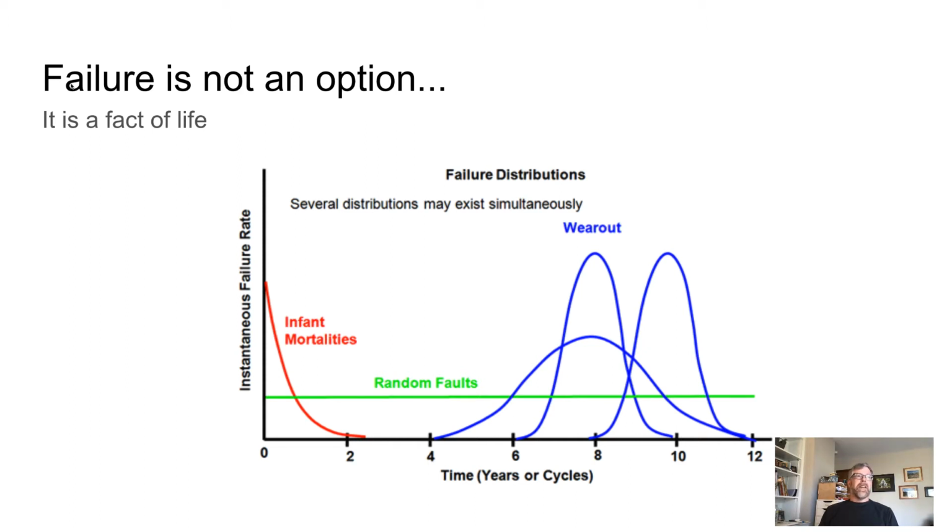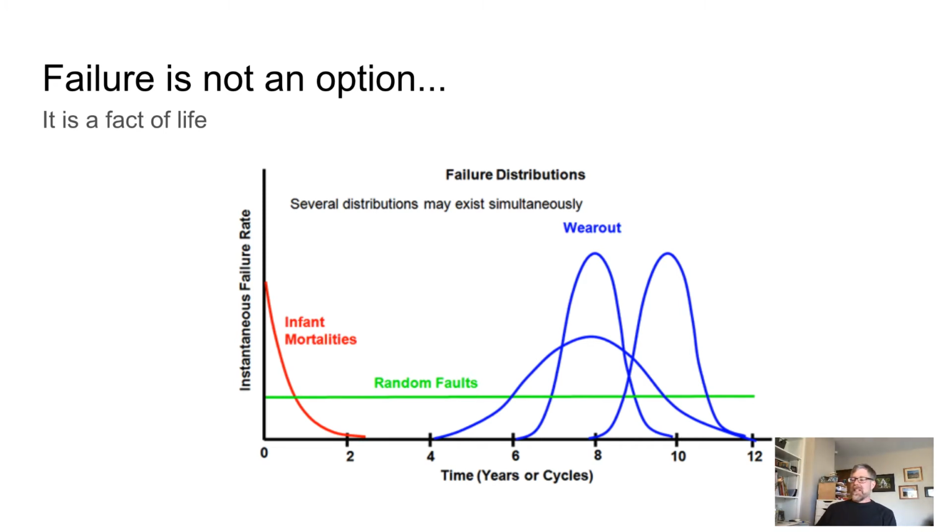All right, so this curve here is a typical curve for the way things fail. And everything fails. Failure is not really an option. It's a fact of life. Everything fails. I will fail at some point. We will all fail at some point. The Earth will fail at some point. Our star will fail at some point. The universe will fail at some point. It's just a question of how long is it going to be until it fails.